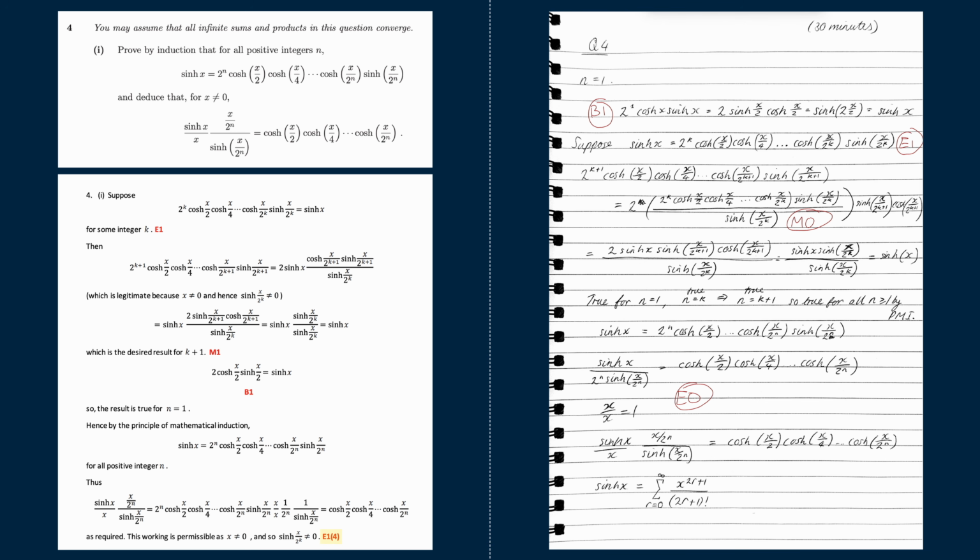mark in part 1 because they have not justified, again, that because x is non-zero, neither this nor this are 0. So actually 2 marks, unfortunately, here have been lost out of 4 so far for something as simple as not justifying the division. So do be really careful with this.